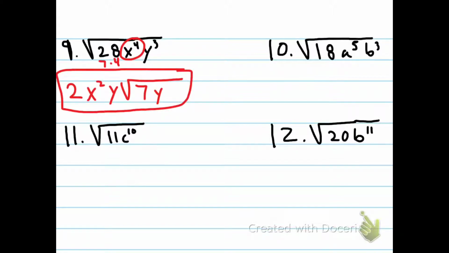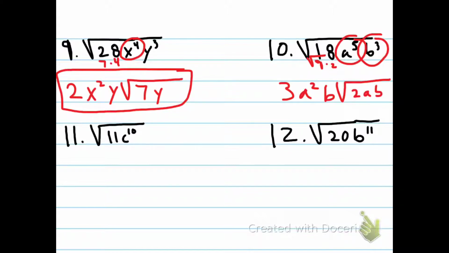So for number 10, the factors are 9 and 2. So the square root of 9 is 3. And since there are 5 a's, we're going to divide that by 2. And so a squared is on the outside. And then divide this by 2. And then 1b is on the outside too. And then what's left on the inside is 2ab. So your answer is 3a squared b root 2ab.